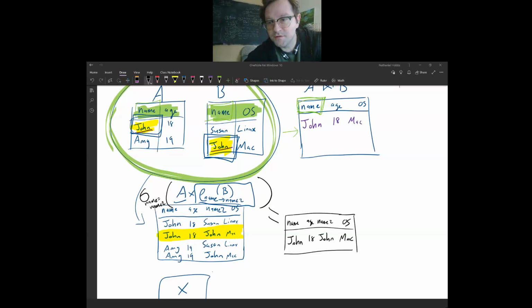Yeah, we're almost there. How can we get to this table? Can we try project name, age, and OS? Would that work? Yeah. So if you project name, age, and OS. Very good.